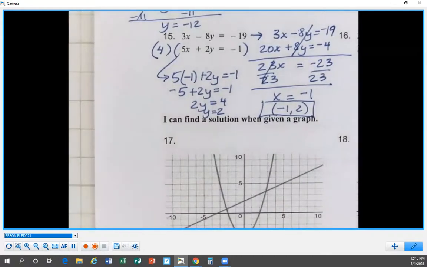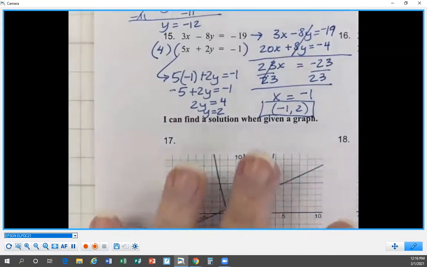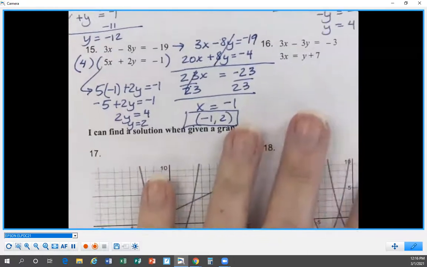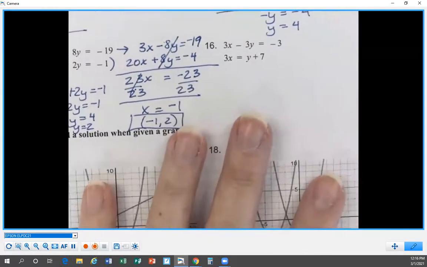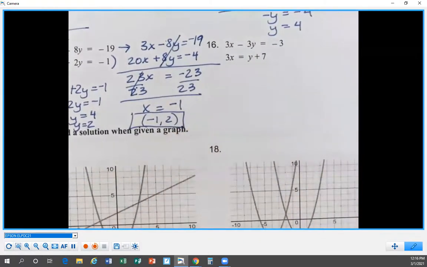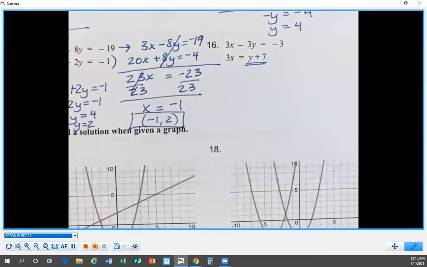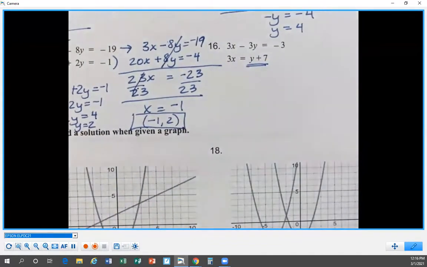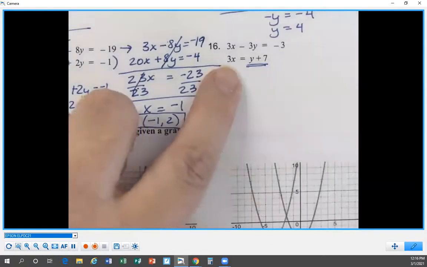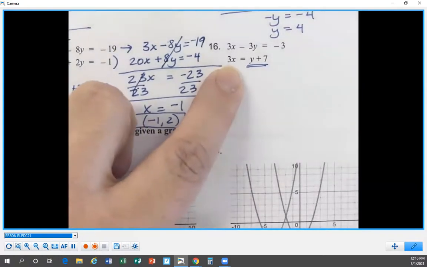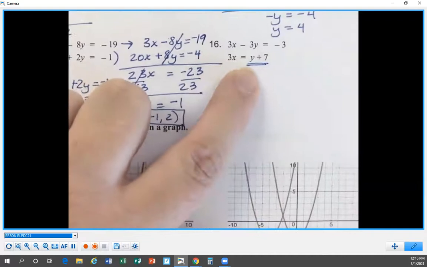Okay, so let's use a little bit of a different twist. We haven't done one quite this way before. When I'm looking at number 16, I see 3x equals y plus 7, and then in that top equation I see a 3x. As long as we're following the golden rule of algebra, we can substitute however we want to. This tells us that 3x is equal to y plus 7.